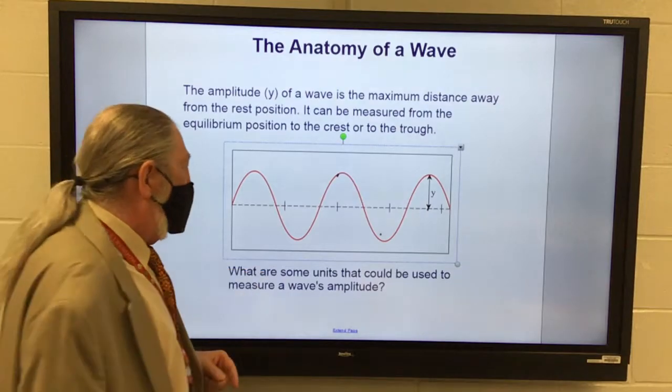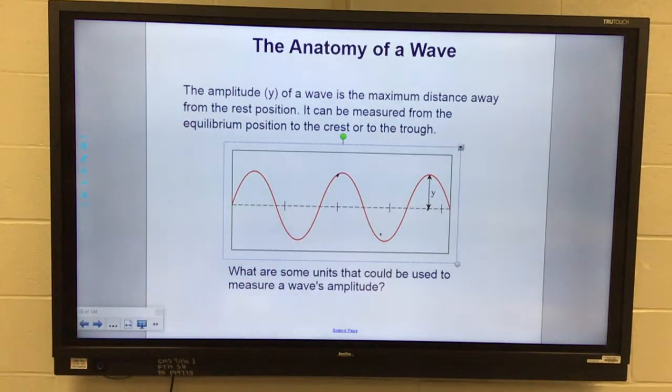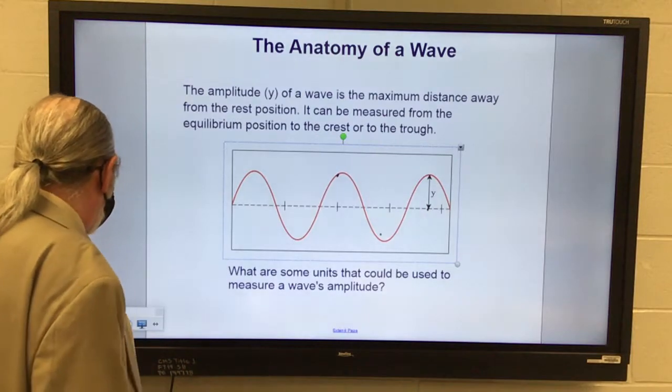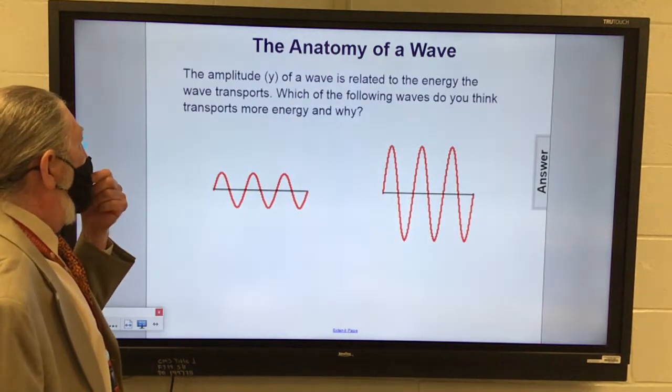Okay, so what are some units that could be used to measure a wave's amplitude? Let's find out here. Okay, so look right here.